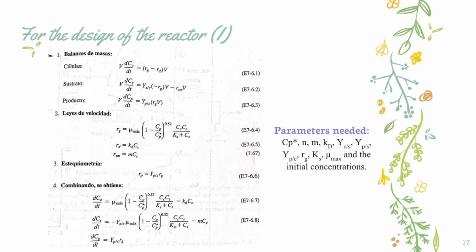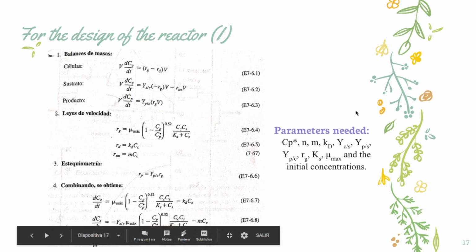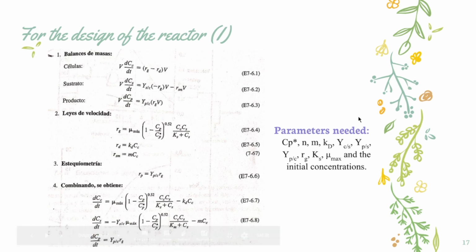The product formation depends on the substrate. In this case we have sugar that will be converted into ethanol. In addition, the parameters needed to solve the equations will be these right here. Cp is considered the maximum concentration of product at which the cells stop producing more product. The other constants depend on the system.